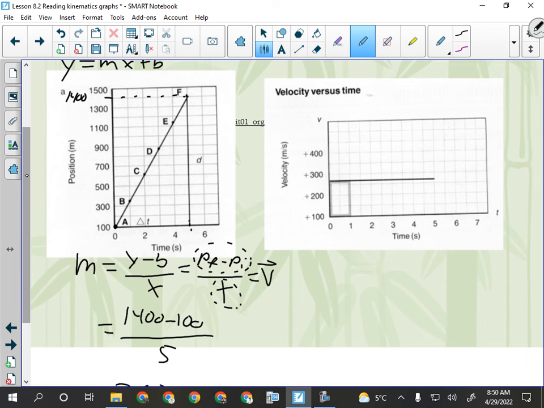Oh, that would be for this graph. I can't do that with this graph. Velocity times time. Exactly. Okay. Velocity equals displacement divided by time.